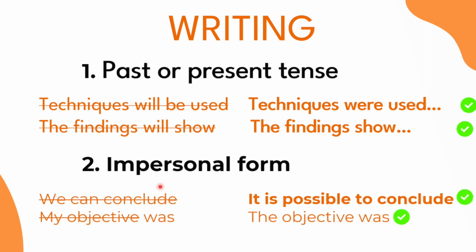Do not say, we can conclude, but say, it is possible to conclude. Don't say, my objective was, but rather, the objective was. That way, it is narrated in a more formal way. That type of redaction is used in academic and scientific documents.